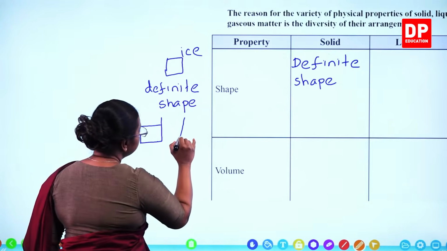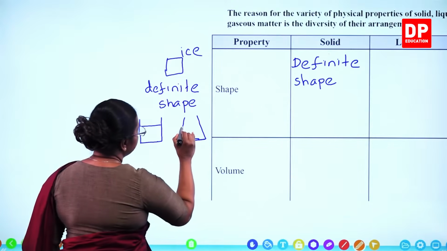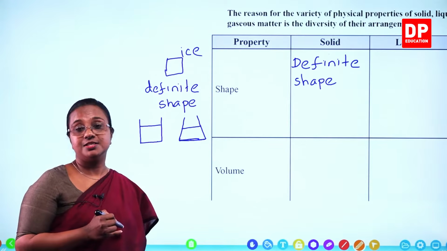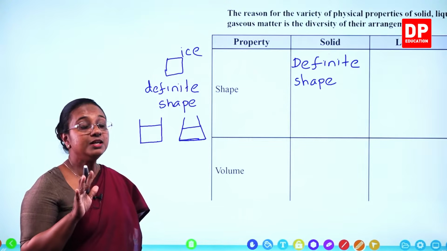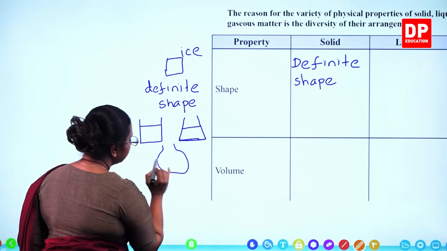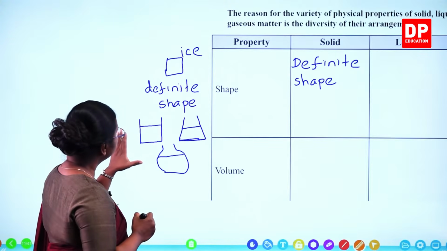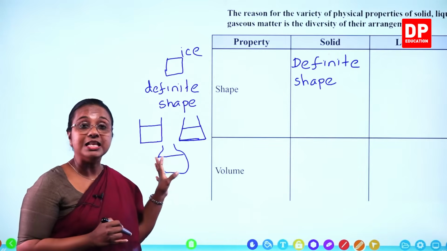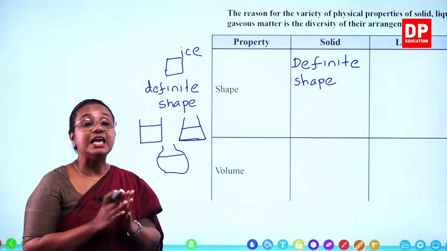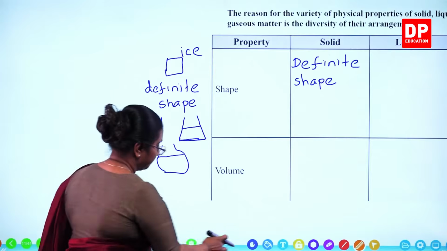Let's say we transfer this water into a conical flask like this. The same water, but here you can see the shape changes. So here you can see if you take it into a container like this, again it will take up that shape. So liquids, here it's water, liquids take the shape of the container they occupy. So they do not have a definite shape.